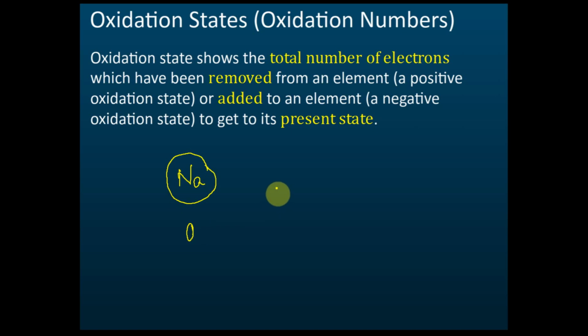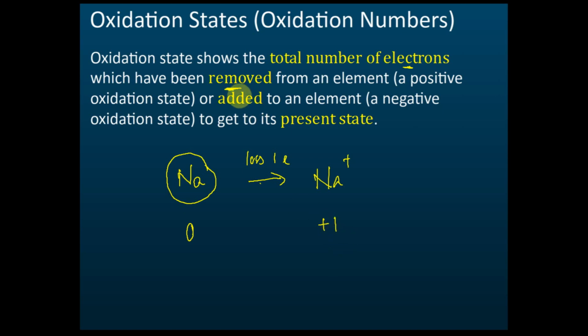Now, if this sodium loses electrons, sodium is from group 1. It will lose 1 electron. What's the charge of this sodium ion if it loses 1 electron? The charge will be positive 1. So if we have 1 electron removed, then the oxidation state becomes positive 1.